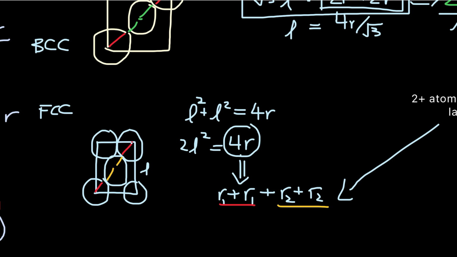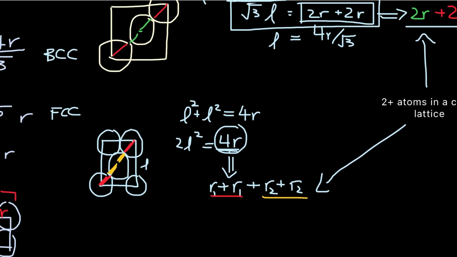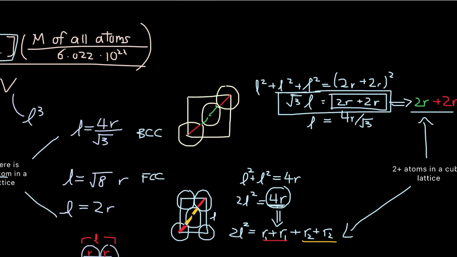So instead of just going by 4r, we're gonna think about how this r is consisting of 2 of the atomic radius of one atom, and 2 of the atomic radius of the other atom. So then it's gonna be, and that would be the relationship between length and radius.